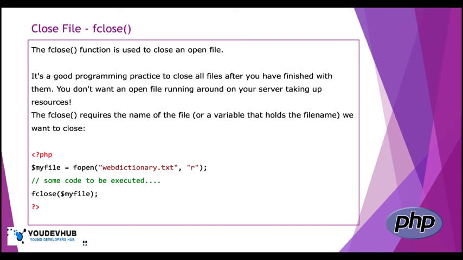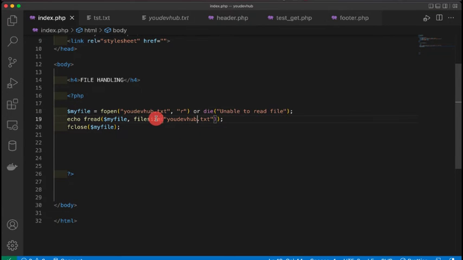The fclose function is used to close an open file. It's a good programming practice to close all files after you are finished with them. You don't want an open file running around on your server, taking up resources. So the fclose requires the name of the file or a variable that contains the name of the file we want to close. So we have this file open, right? And we have the fclose file, just like we had here also. Whenever we open any file, we want to close it so that we can see that the file is closed and no further operation will be carried out on the file.